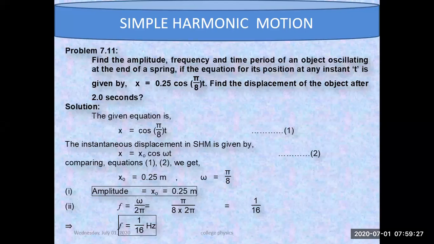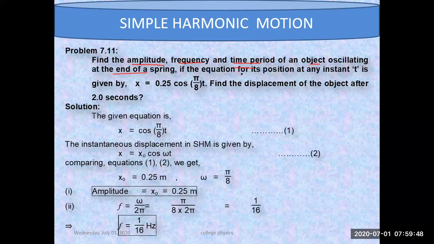Welcome back. We are learning some techniques to solve some of the simple harmonic motion problems. And we are up to the 11th problem of this topic, that is simple harmonic motion. Here is what we are required to find: the amplitude, frequency, and time period of an object oscillating at the end of a spring.